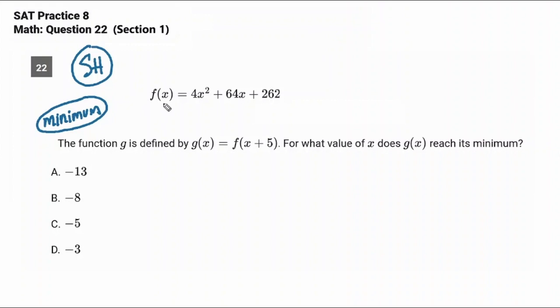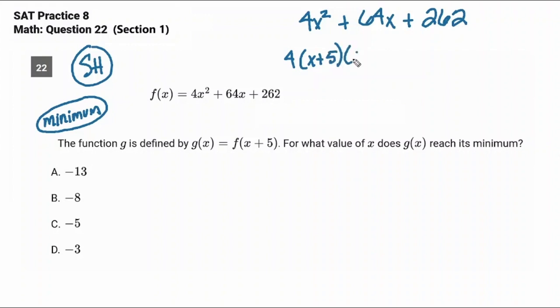So let's just start by rewriting this function here. 4 times how many x's here? 2 of them. So it's x plus 5 times x plus 5. Every x, I got to add 5 to it. Plus 64, there's another x plus 5, plus 262. Okay, we're going to take these terms one at a time.